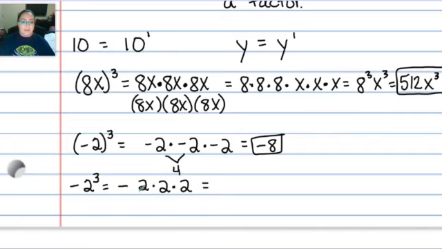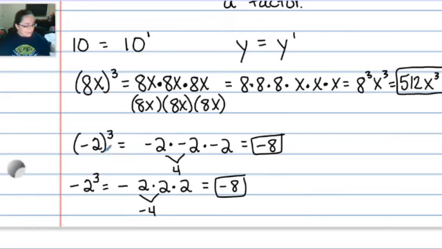Okay? Well, -2 times 2, both of these together equals -4. And then -4 times 2 is -8. So you see how they came out to the same answer? But if you had a positive exponent, they would not be the same answer. So you have to be very careful because the parentheses do make a huge difference. Here we didn't really see it because the exponent was an odd number.